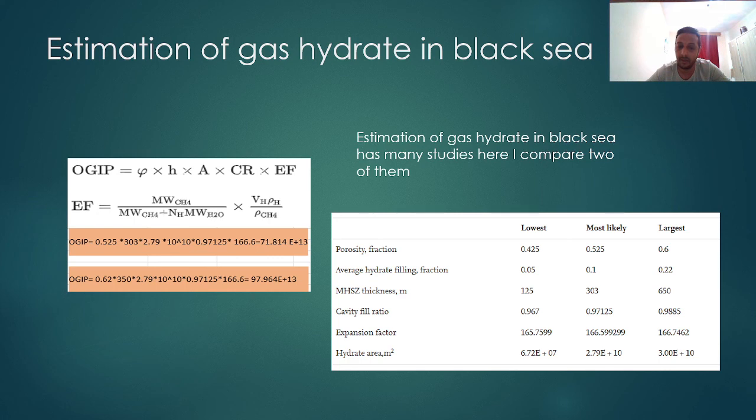trillion cubic meters. And in another study by another person from Russia, he gave other data for the Black Sea, and according to his data I calculated that the original gas in place equals 97.964 trillion cubic feet. So there is a big difference.